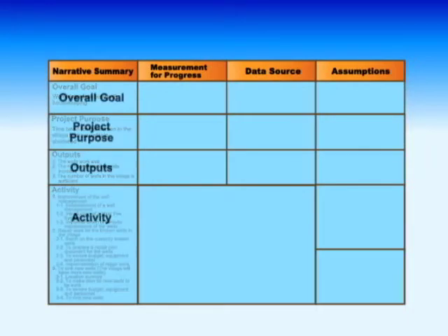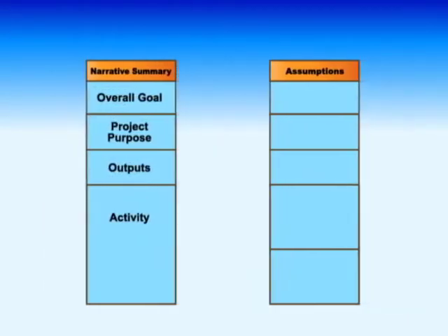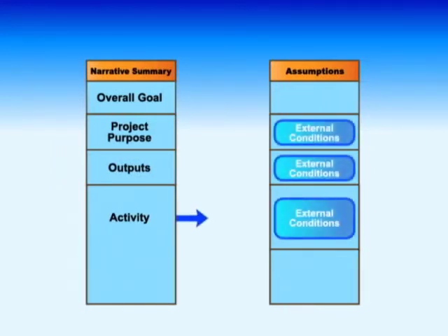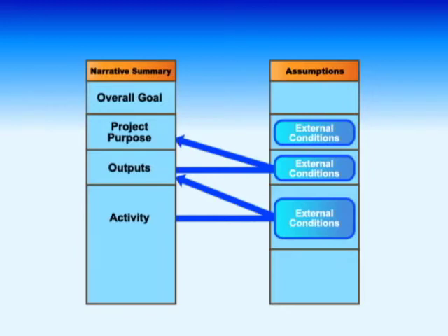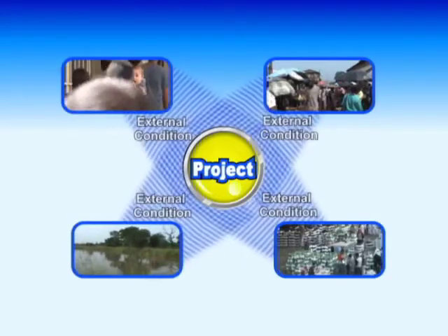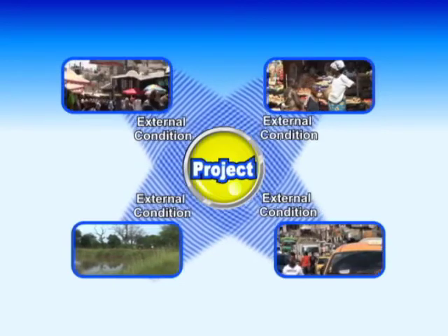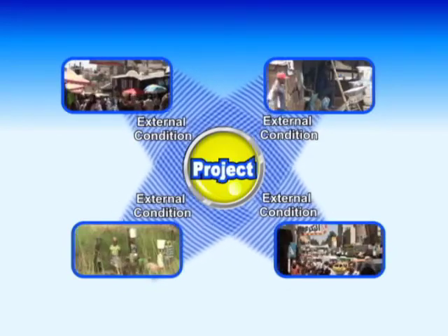The assumptions will have descriptions of external conditions necessary to lead activities to outputs, external conditions necessary for the outputs to achieve the project purpose, and external conditions necessary for the project purpose to achieve the overall goal. As they are external conditions, the project itself does not have control over them, but they may have great influence on the progress and success of the project.